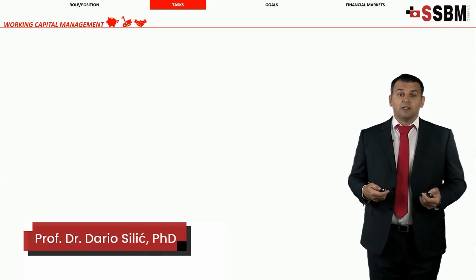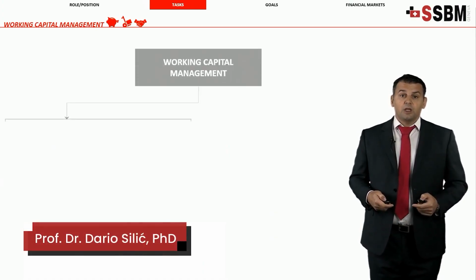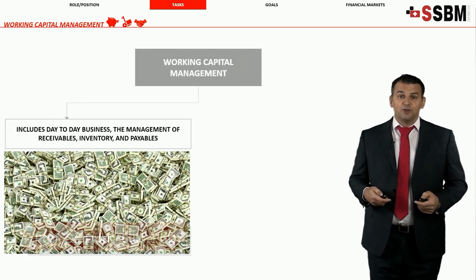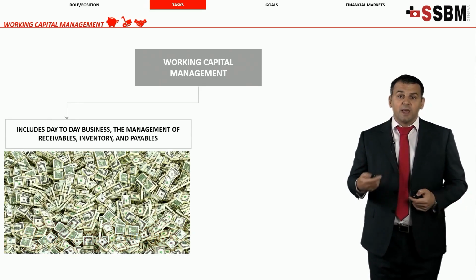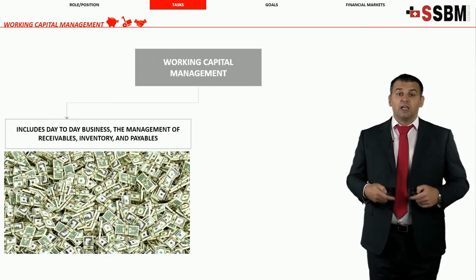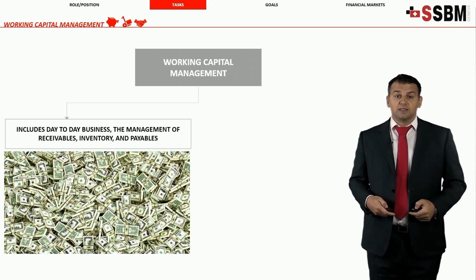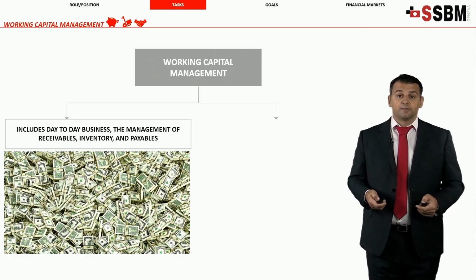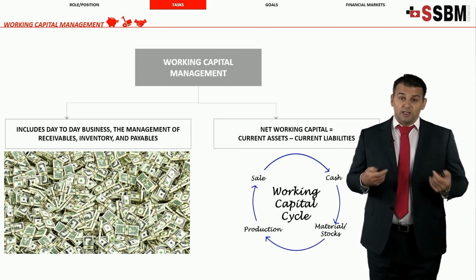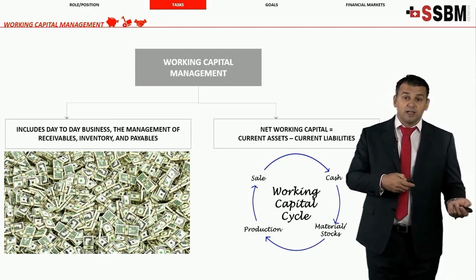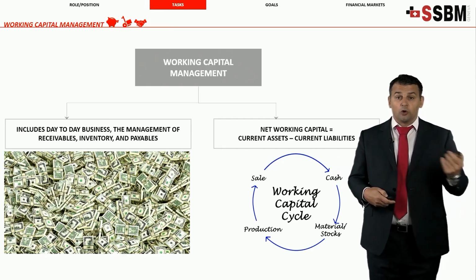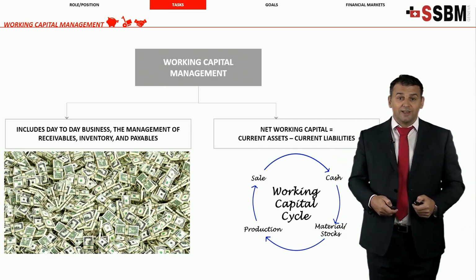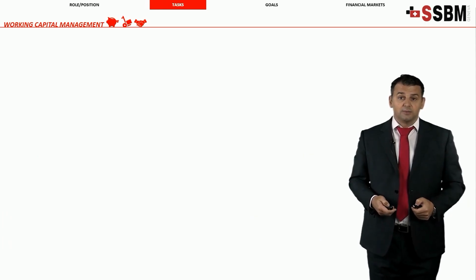So what is basically working capital? Working capital management helps a company in effective use of current or short-term assets and maintaining sufficient cash flows. It includes day-to-day business, the management of receivables, inventories or stocks, and payables. So net working capital is the difference between current assets less current liabilities, or short-term assets less short-term liabilities, up to 1 year. Balance sheet items.